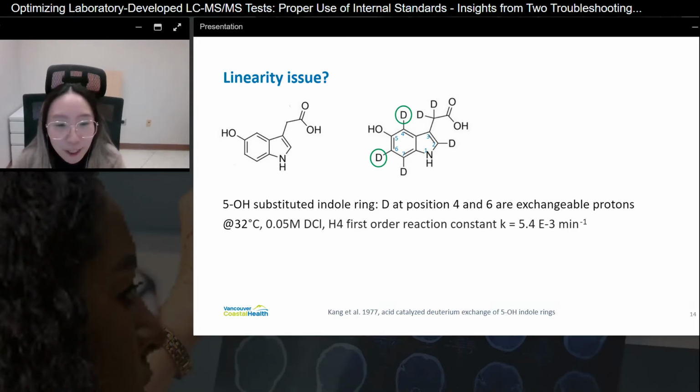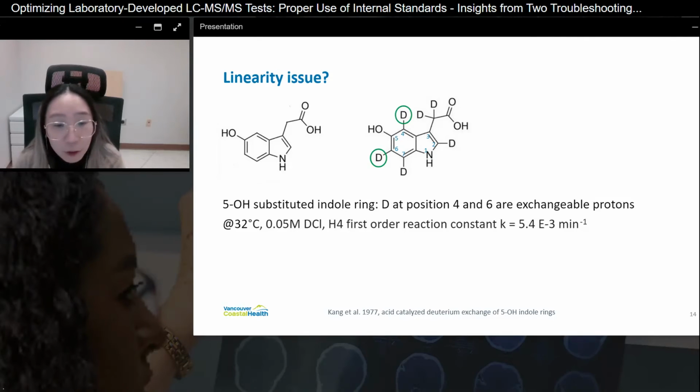Then we looked more closely at the chemistry of our analyte and internal standard. As we all know, from second-year chemistry, indole rings normally wouldn't allow for a hydrogen exchange. We found this older chemistry paper from the 70s showing that when the fifth position is substituted with a hydroxy group and in acidic condition, the 5-position hydroxy group can actually activate the neighboring positions 4 and 6 of the indole ring and make them slowly exchangeable protons.